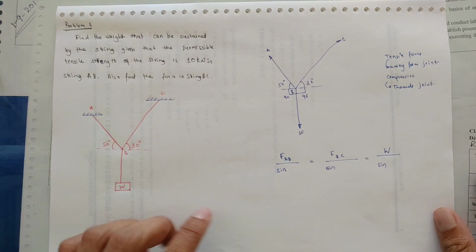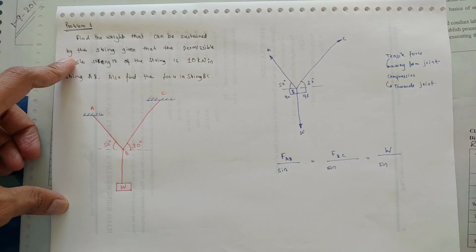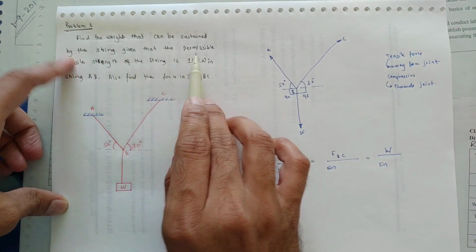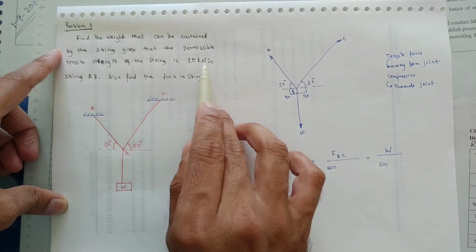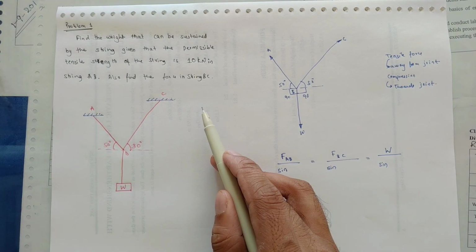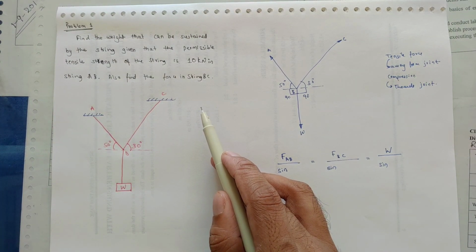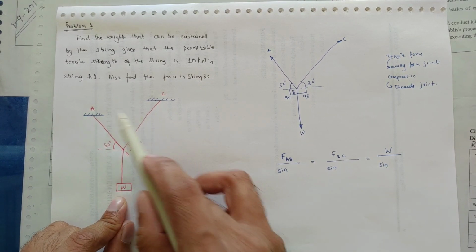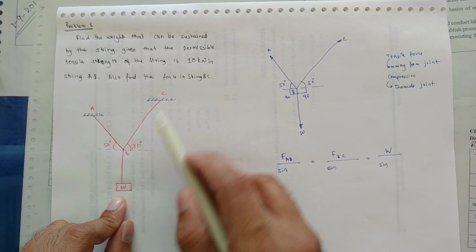We'll solve one problem on Lami's theorem. Find the weight that can be sustained by the string, given that the permissible tensile strength of the string is 10 kilonewton in string AB. Also find out the force in string BC. So what they are saying, this weight W is supported by these two strings, the string AB and string BC.